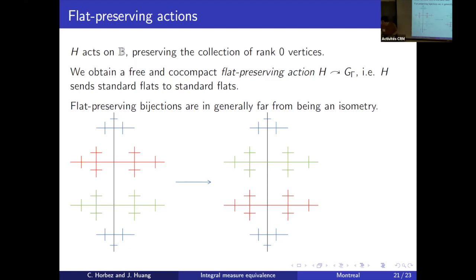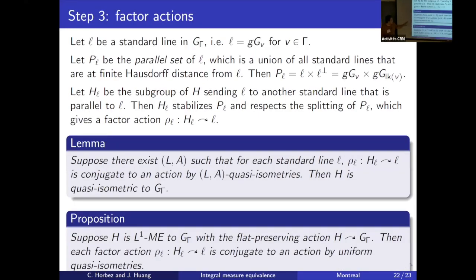So I'm going to finish very quickly. The key point is that if you know that your order is somehow quasi-preserved, then you know the action is actually conjugated to an action by quasi-isometries. Basically there's a small lemma which says that if we have this mysterious action, and you consider the action on the standard line, and the action somehow quasi-preserves the order, that means it's conjugated to an action by quasi-isometries, then the whole action is conjugate to an action by quasi-isometries. Then you can deduce the group is quasi-isometric to G gamma.